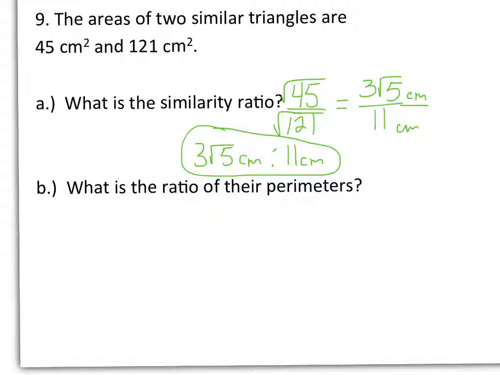And then the ratio of the perimeters is just the same thing. 3 square root 5 centimeters to 11 centimeters.